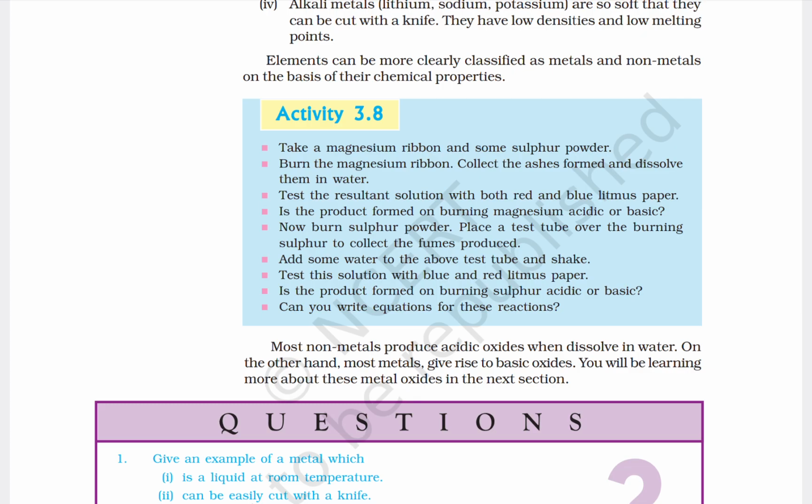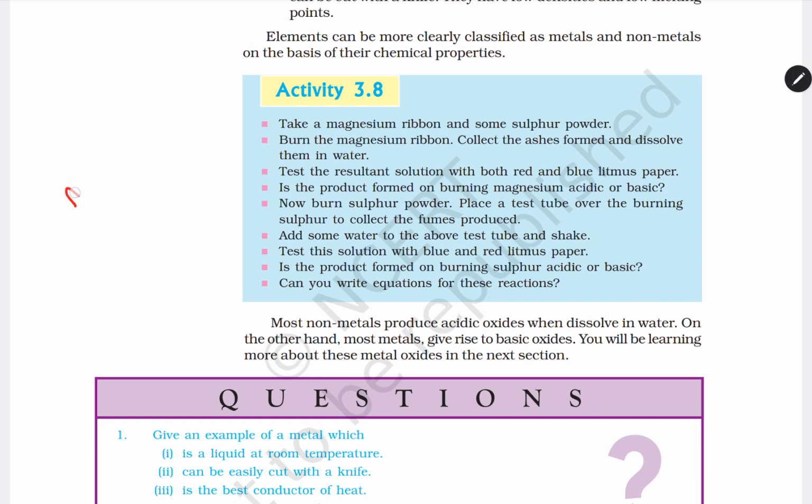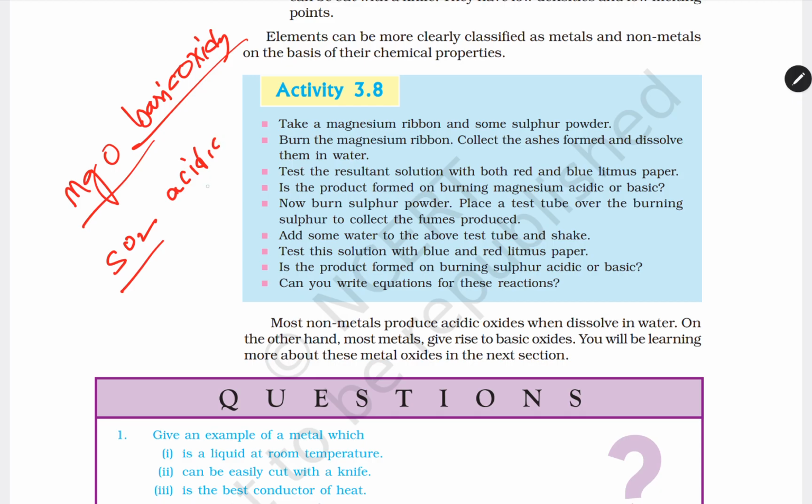So here what you are learning is about metal oxides. For example, magnesium oxide is a metal oxide, so it is basic. And non-metal oxides, for example sulfur dioxide, SO2, are acidic in nature. The general rule is metals react with oxygen to form basic oxides, and non-metals, if you burn them, form acidic oxides. These are the observations in this particular activity, and we now discuss the questionnaire.